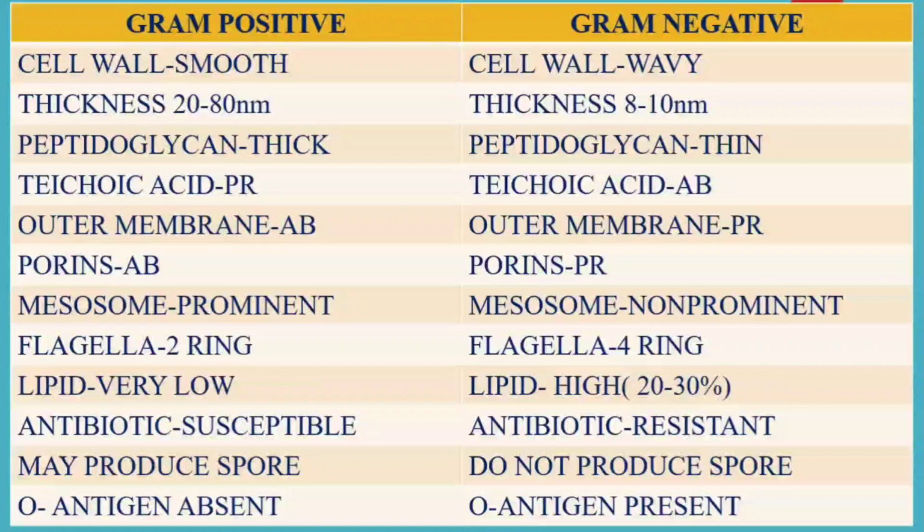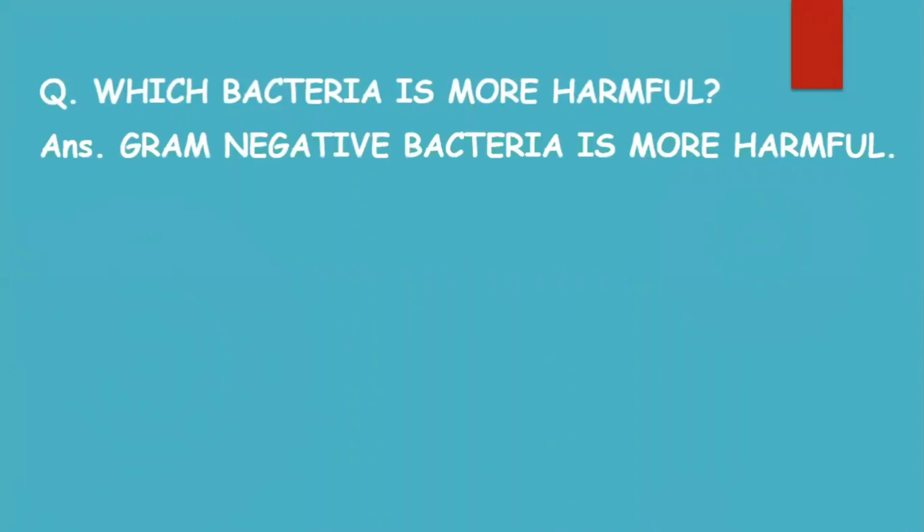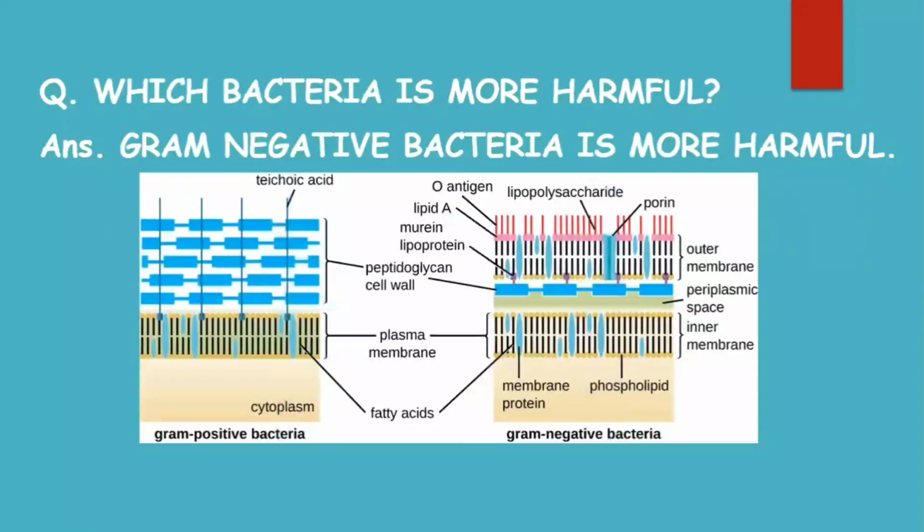Now, after learning this, one question comes to your mind. Which bacteria is more harmful? If you think, you will have an answer. Gram-negative bacteria is more harmful. Reason is gram-negative, they show high antibiotic resistance. Why? Because their antigens are covered, protected because of the outer layers. So they have a high chance of protecting themselves, which is not the case in gram-positive.